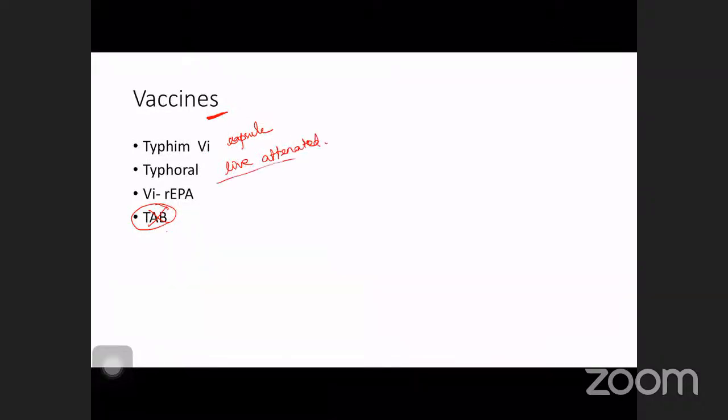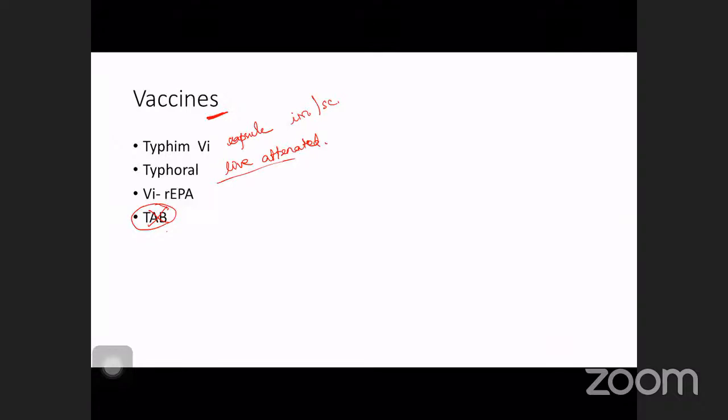That is a Typhoid strain. You are going to give it orally. The Vi capsular antigen you are going to give intramuscularly or subcutaneously. This is a polysaccharide antigen, which is a T cell independent antigen, and therefore you cannot give it in children less than 2 years.